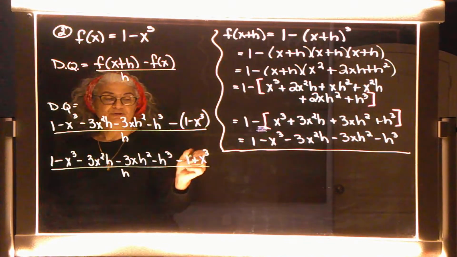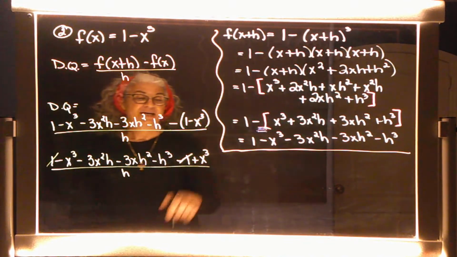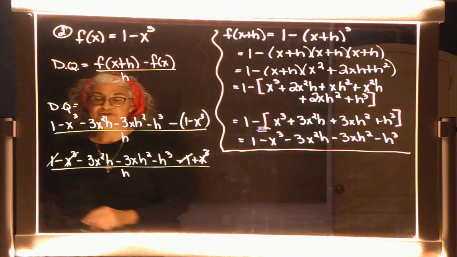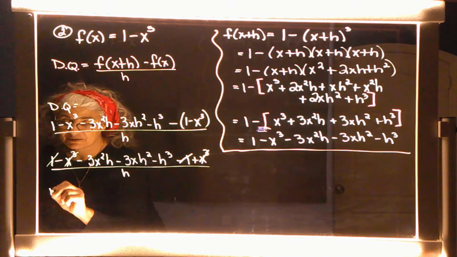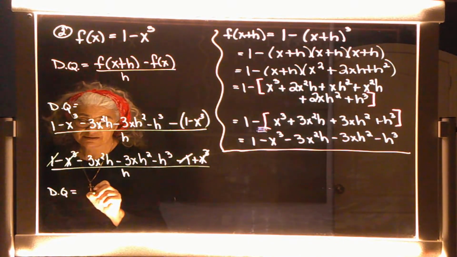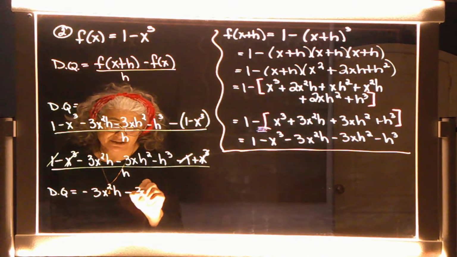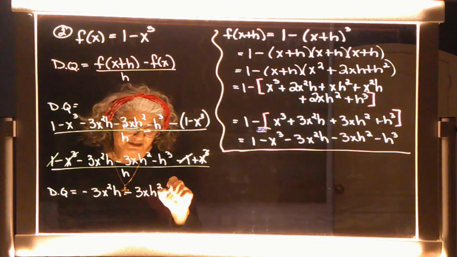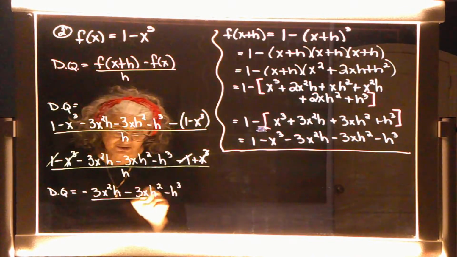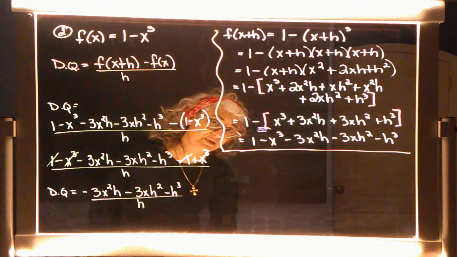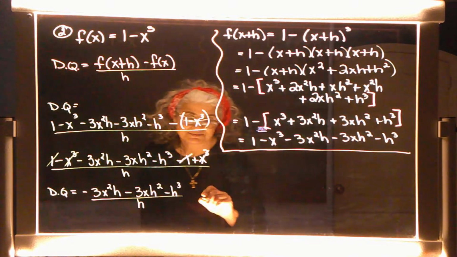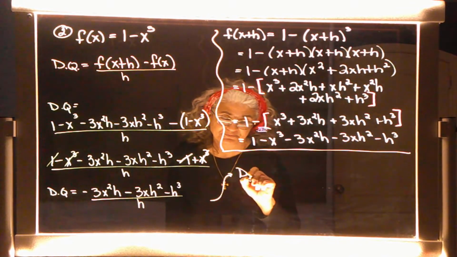And I'm noticing the ones are going to drop. And I'm noticing x to the thirds are going to drop, which is leaving me with negative 3x squared h minus 3xh squared minus h to the power of 3 all over h. Do you see what happens? Yeah, now the h's drop out.